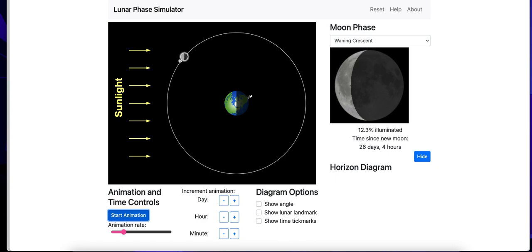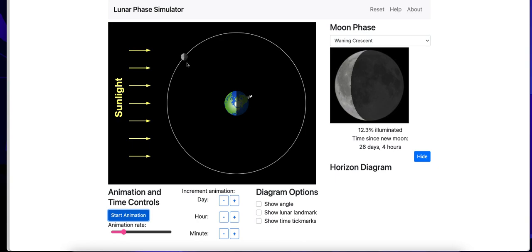This is the 7th phase. I'm sorry, the waning crescent is phase 8. Phase 6 was the waning gibbous, and the third quarter was phase 7. And now we are in the final phase of the lunar cycle.